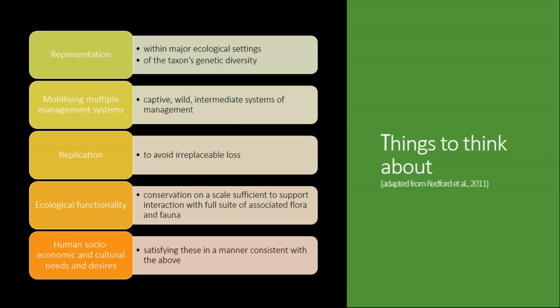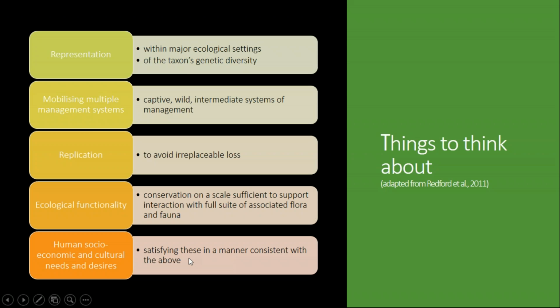Which other species would it normally interact with? What kind of habitats? What kinds of ecosystems? What would be a normal part of the life of that species, and can we incorporate that into the vision? And also the human socioeconomic and cultural needs and desires. So in what ways is this species important to people? And is that something that we want to make sure is promoted and valued for the future? So some things to think about.